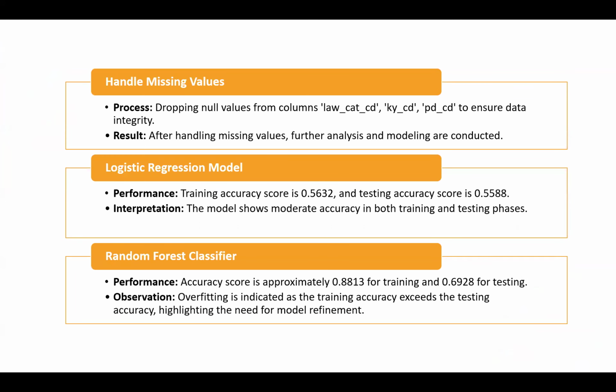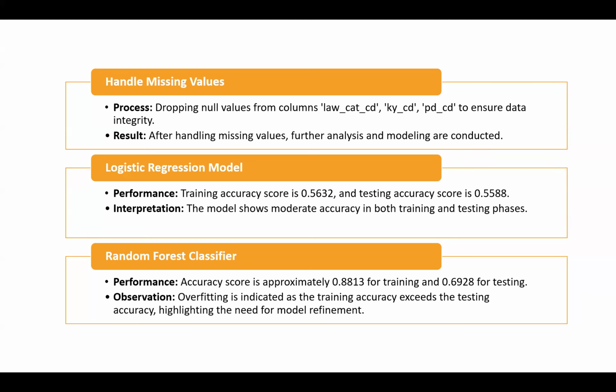And handling the missing values: the process involves dropping null values from columns like LAW_CAT_CD or KY_CD or PD_CD to ensure data integrity. And the result we got from this is, after handling missing values, further analysis and modeling are conducted. Logistic regression model performance: the training accuracy score is 0.5632 and the testing accuracy is 0.55. Interpretation: the model shows moderate accuracy in both training and testing phases.